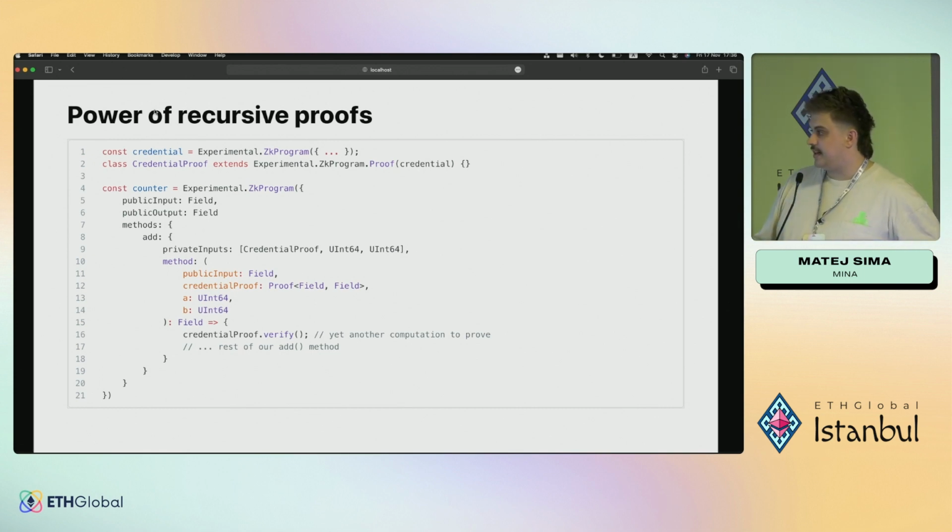Recursion essentially means that the mathematical logic that's required to verify a proof is implemented in the circuit itself, and that's pretty much it.